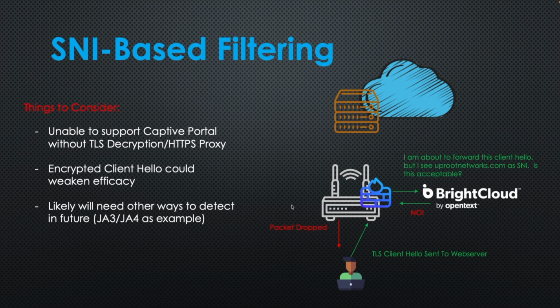In addition, SNI-based filtering suffers from weakened efficacy as we progress into TLS 1.3 and Encrypted ClientHello, or ECH, which I'll talk about here in a second. So more than likely, we're going to need additional ways to detect what websites a user is going to, either using HTTP metadata, JA3, JA4, TLS fingerprinting, and so on.